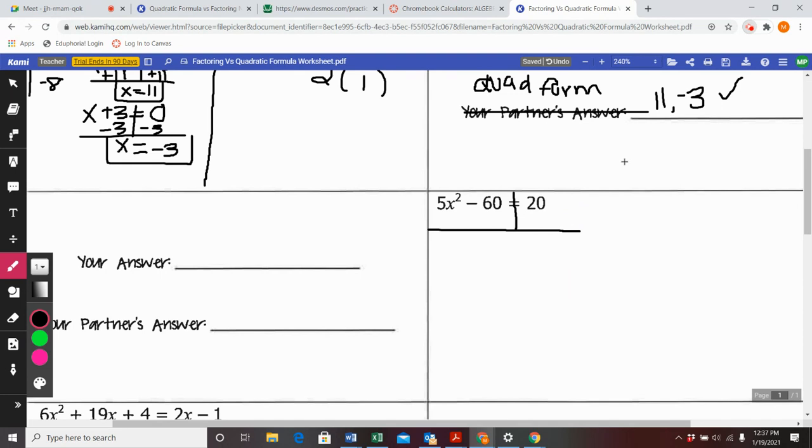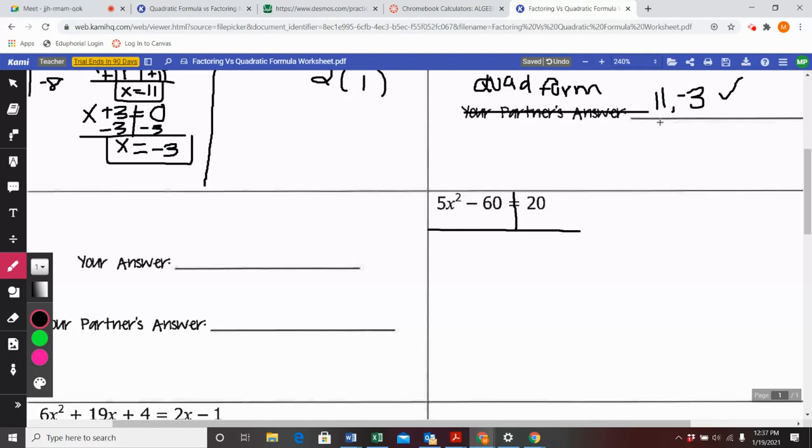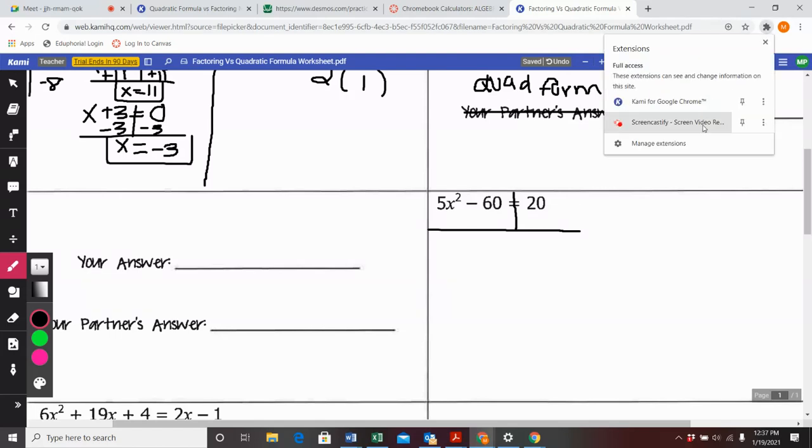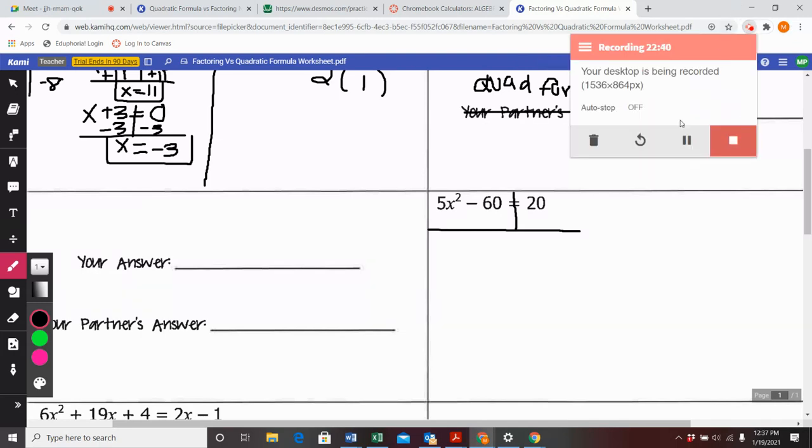Let me stop my Screencastify real quick so they don't see all this. They don't need to. Why didn't it work? Why isn't it stopping? Hang on. Why is it going away? There we go.